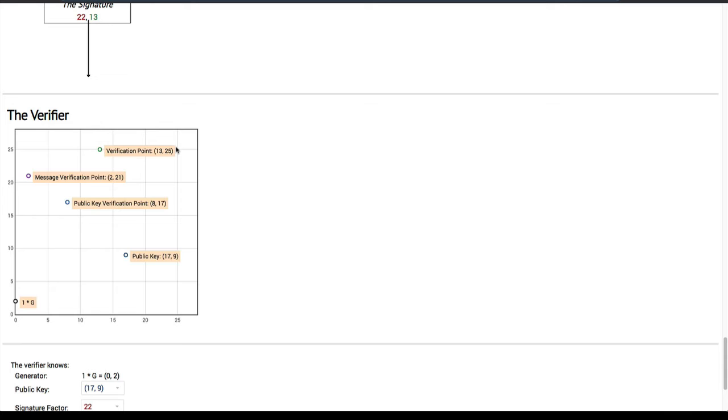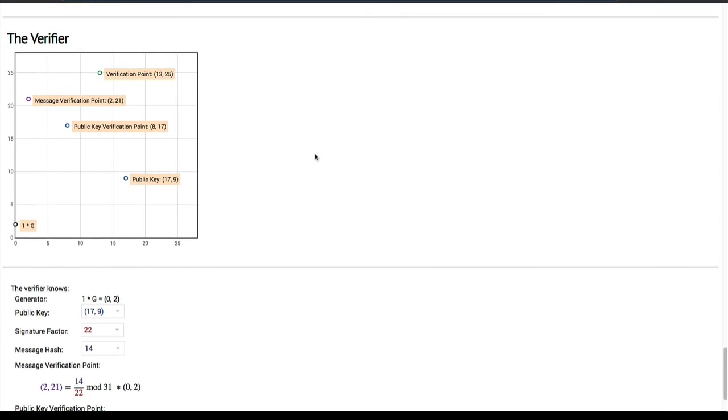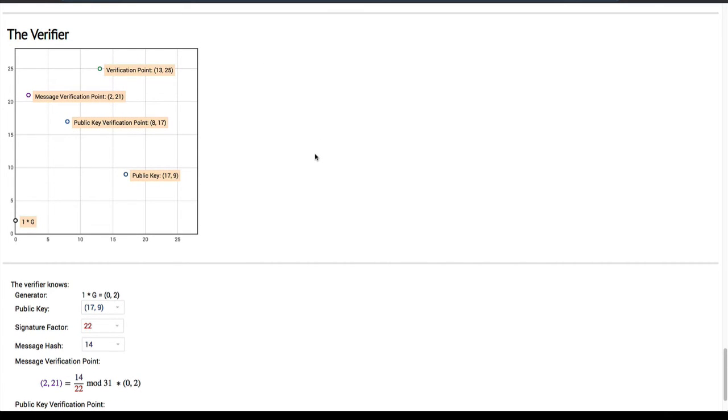So signatures are a point out here in the plane. And then when we go back to calculate it the other way, I've worked out a set of numbers that walks through that allows you to calculate going the other way and how it actually verifies it.